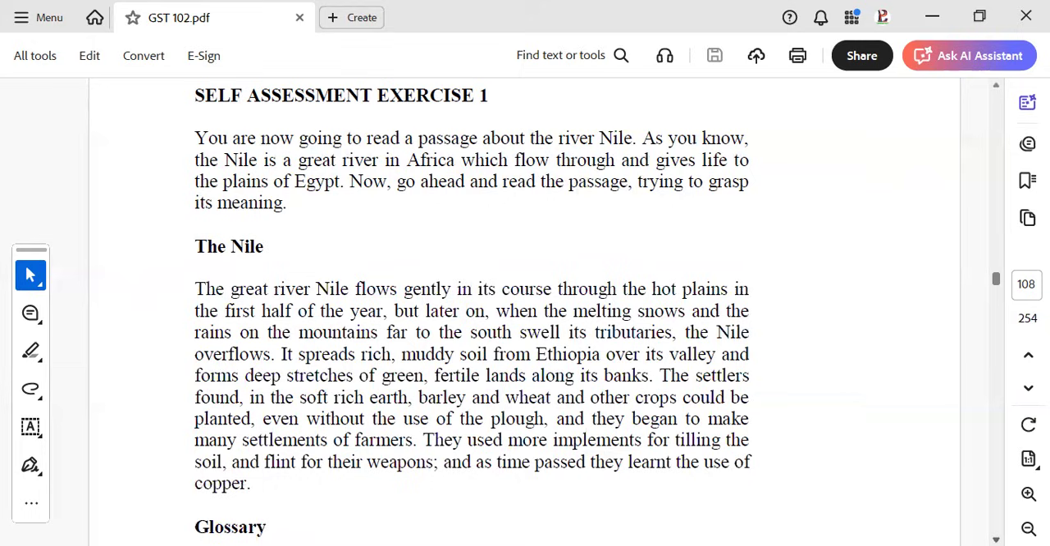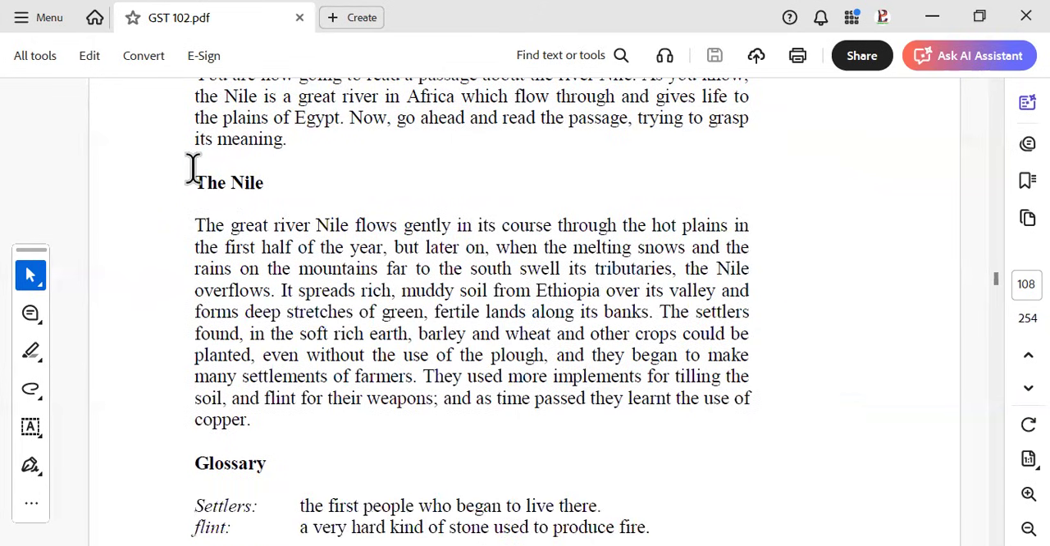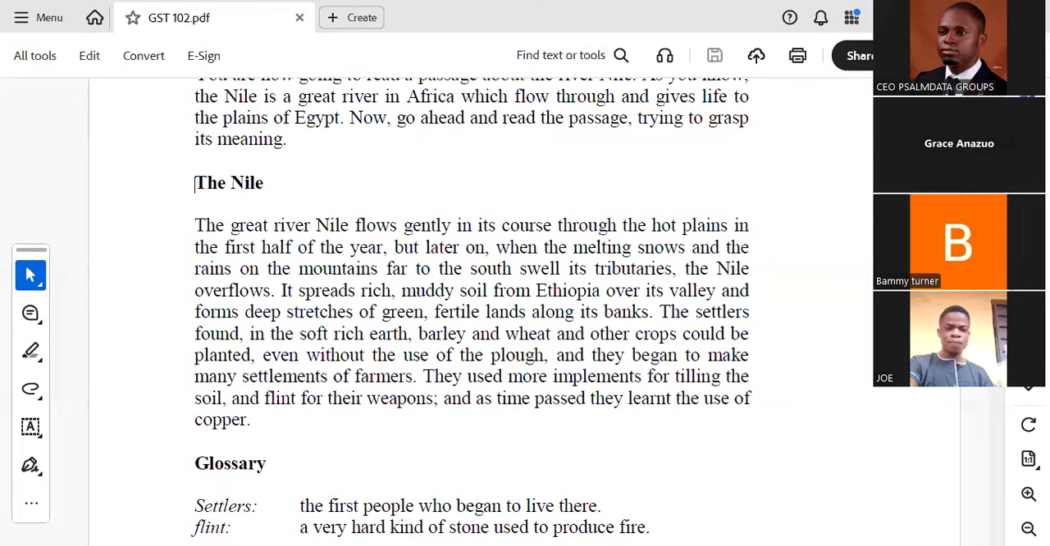Now, let's do the practical aspect. Somebody will read the Nile for us in a very fast way. Just read it normally, like you are reading a normal book. Is Grace available for that?